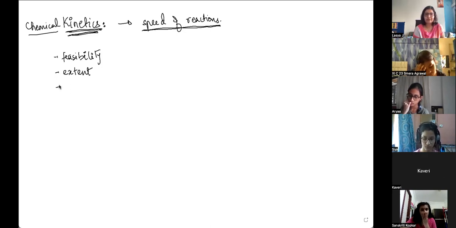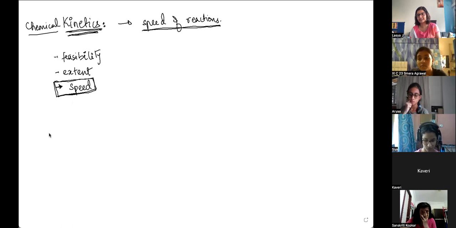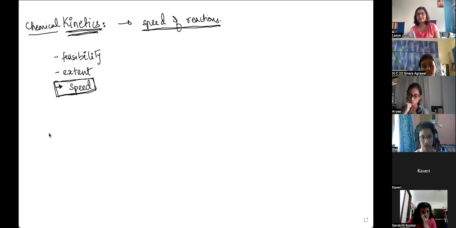Now, the third aspect: if you want to control reactions, if you want to use it to manufacture products, you need to know the speed of the reaction as well. And this is what we'll be looking at in this chapter. So how fast is the reaction? Now, every reaction is not instantaneous. How long does rusting of iron take?